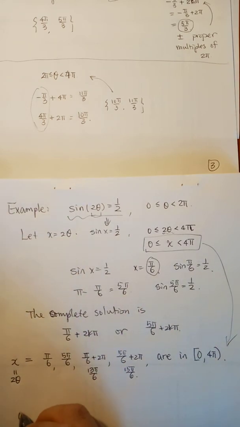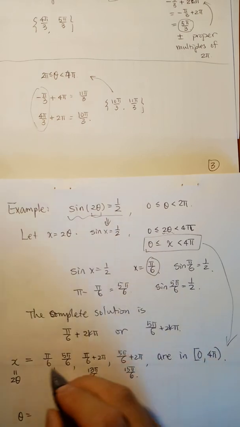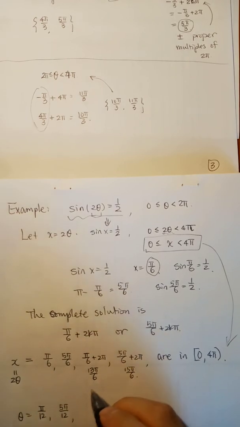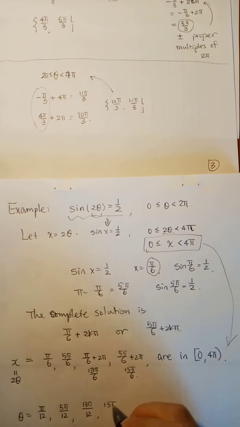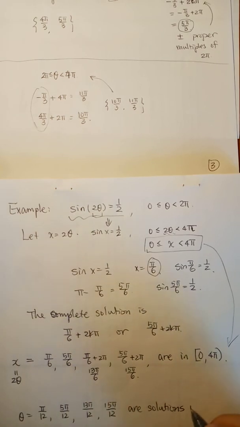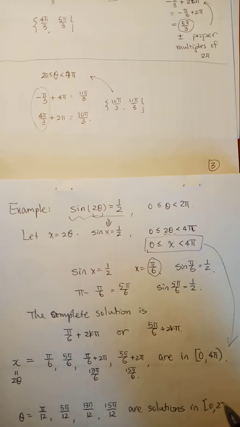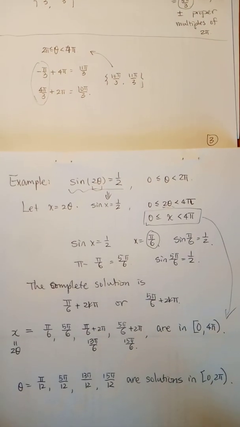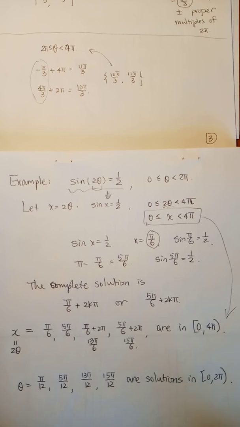What is theta? Theta means you just divide everything by 2. So pi over 6 divided by 2, pi over 12. 5 pi over 6 divided by 2, 5 pi over 12. 13 pi over 6 divided by 2, 13 pi over 12. And here 15 pi over 12. Here you divide by 2, you get 0, 2 pi. Okay?